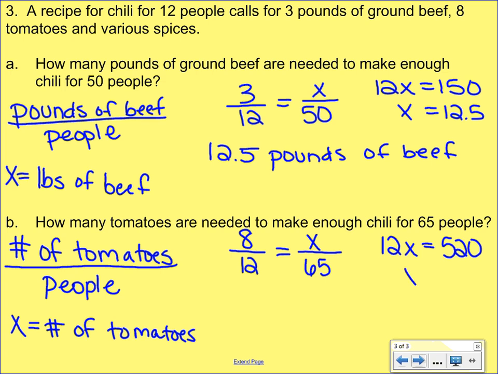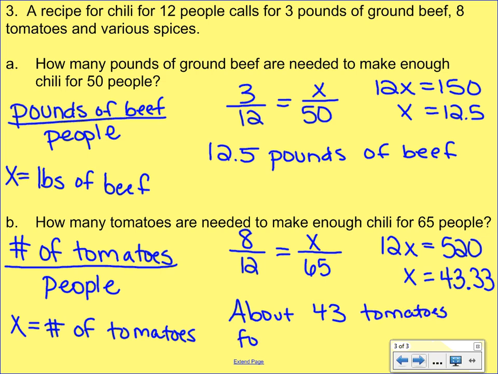And X is, when we divide here, we're going to get a decimal. So again, we're going to just round it to the nearest hundredth, so 43.33. So hopefully you planted a lot of tomato plants here, because you're going to need about 43 tomatoes to make enough chili for 65 people.